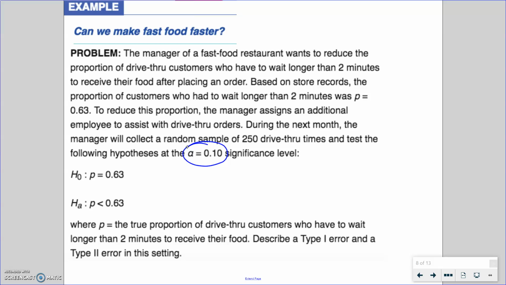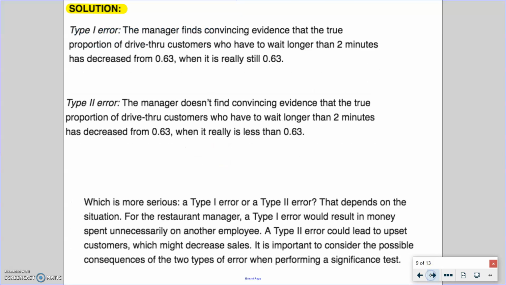So describe a type 1 error and a type 2 error. Remember, fail to type 2. A type 2 error, I always start with that one because of the fail to type 2. Let's say the manager doesn't find convincing evidence that the true proportion of drive-through customers who have to wait longer than 2 minutes has decreased, when it really is less than 0.63.